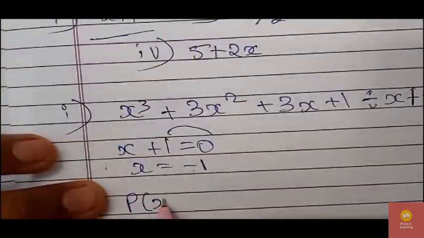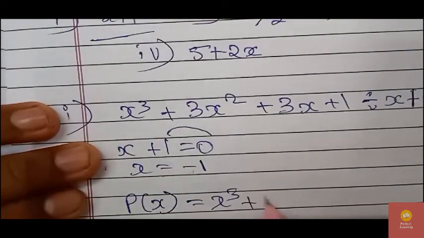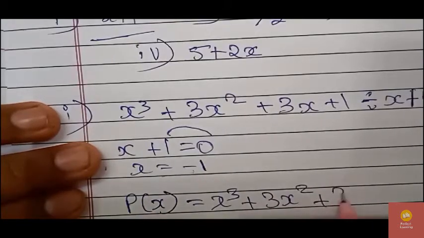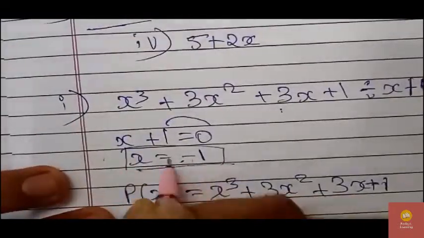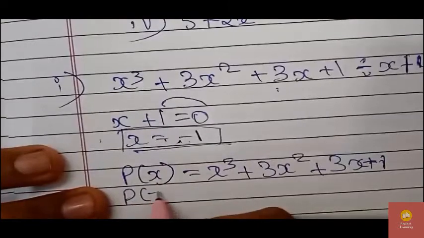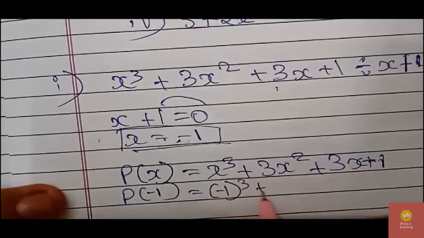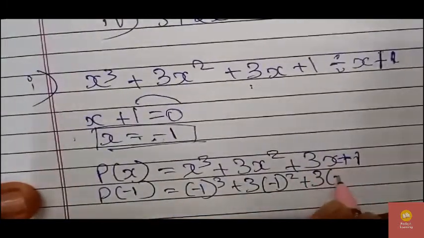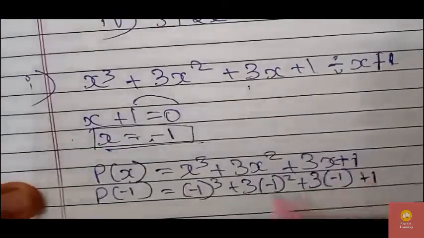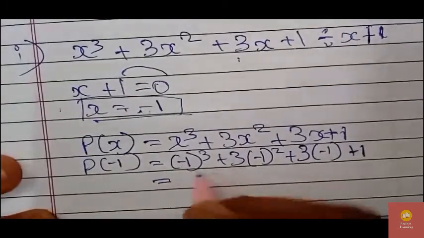Now p of x is equal to x cube plus 3x square plus 3x plus 1. It is nothing but this equation, and we put the value x is equal to minus 1. P of minus 1 is equal to minus 1 cube plus 3 into minus 1 square plus 3 into minus 1 plus 1. Okay, this is the second step. Third step, we have to solve further.